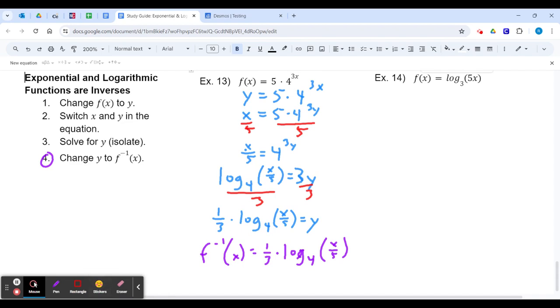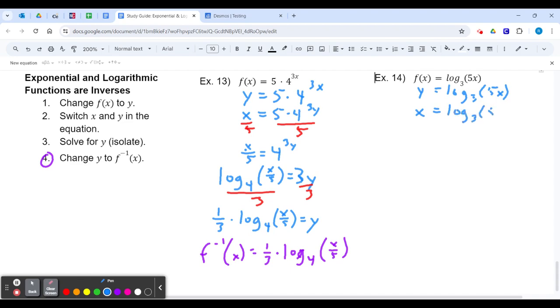This can also go the other direction. Going with example 14, where we start with a logarithm and we are going to reverse that, or invert that, to using an exponential. So a couple housekeeping steps, changing that f of x to y equals log base 3 of 5x, and now I'm going to switch that x and y in the equation. So x equals log base 3 of 5y.